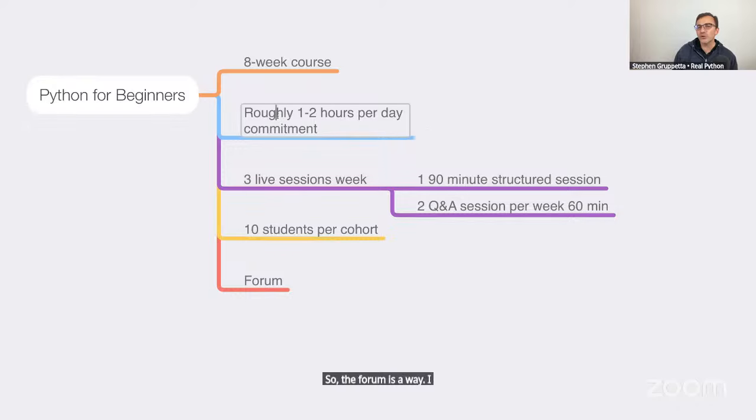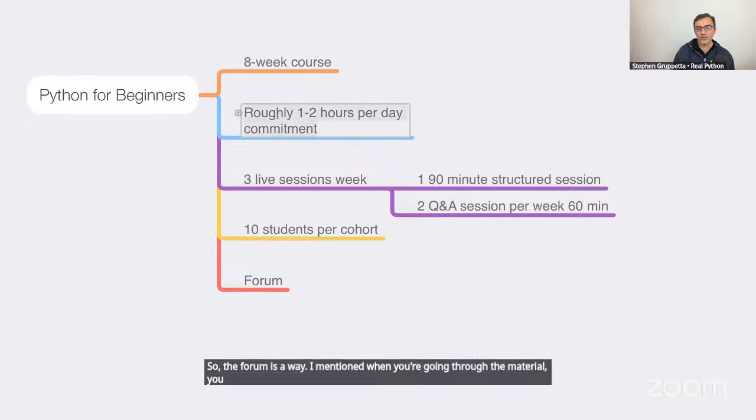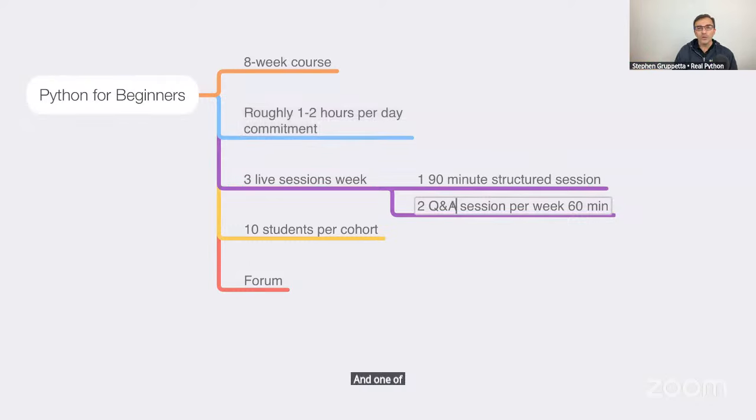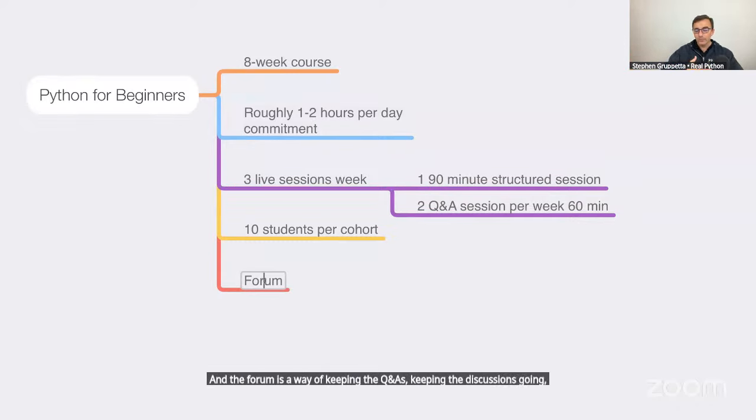So the forum is a way. I mentioned when you're going through the material, you will have questions. And I said there are 2 ways you can ask the questions. In fact, you can do both of them at the same time. One of them is to jot a note somewhere and then bring it up in the Q&A. But you can also go and ask the question straight away. And the forum is a way of keeping the Q&As, keeping the discussions going 24/7 throughout the whole 8 weeks.